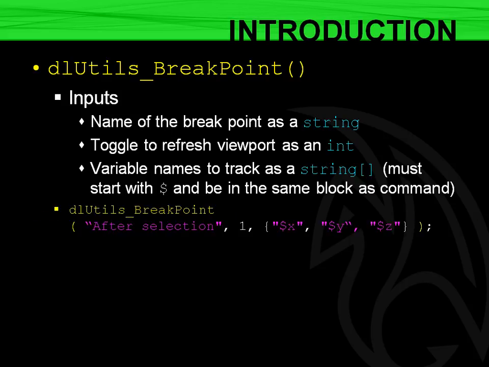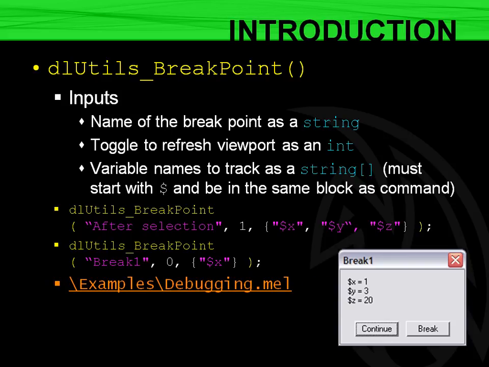So here's a very simple example of the command being used. dlutils underscore breakpoint, and at the beginning I use after selection, so that's the name of my breakpoint, and then 1 because I want to be able to refresh the viewport. And then here are the names of the 3 variables that I want to track, x, y, and z. And here's another example of running the command again. I've called the breakpoint break1 in this case. I don't want to refresh the viewport, so I put a 0, and the name of the variable that I want to track is called x.